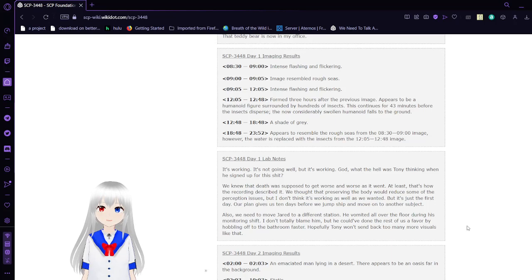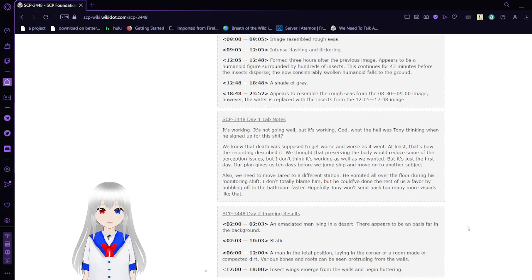SCP-3448, Day 1, Imaging Results. 8:30 to 9, intense flashing and flickering. 9 to 9:05, image resembled rough seas. 9:05 to 12:05, intense flashing and flickering. 12:05 to 12:48, formed 3 hours after the previous image, appears to be a humanoid figure surrounded by hundreds of insects. This continues for 43 minutes before the insects disperse. The now considerably swollen humanoid falls to the ground.